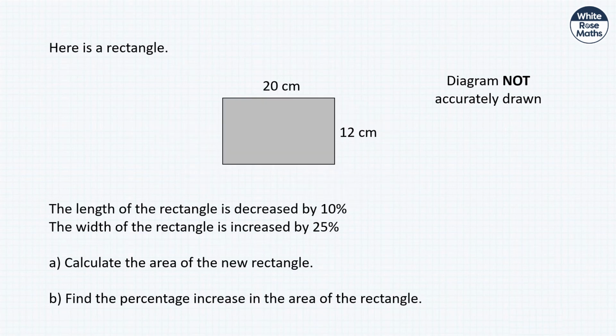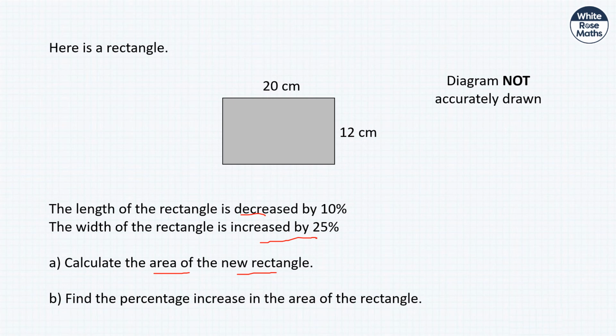This next one is a bit trickier. Here is a rectangle. The length of the rectangle is decreased by 10%. The width of the rectangle is increased by 25%. Part A, calculate the area of the new rectangle. So the length has decreased by 10%.